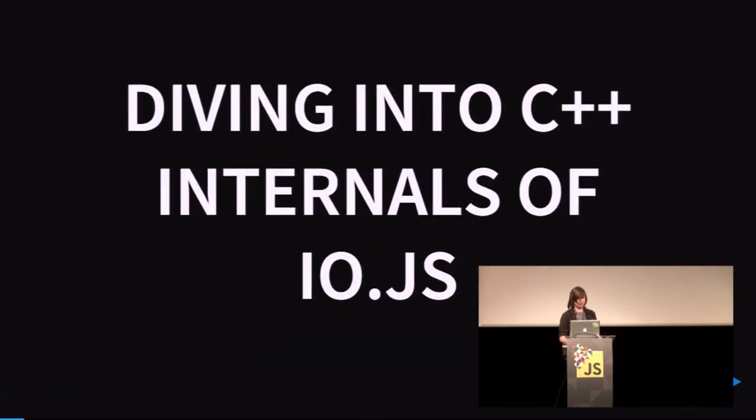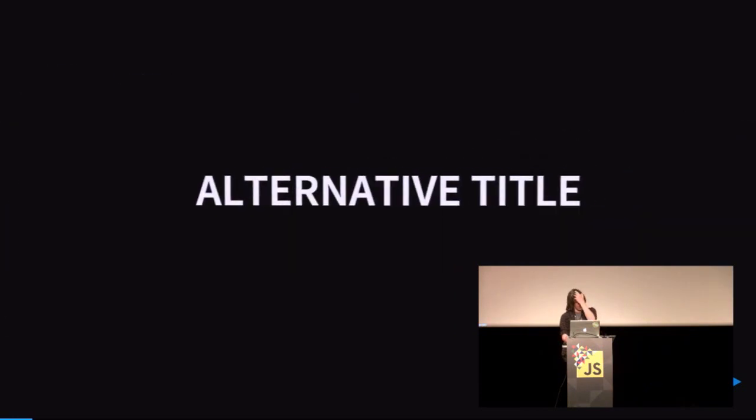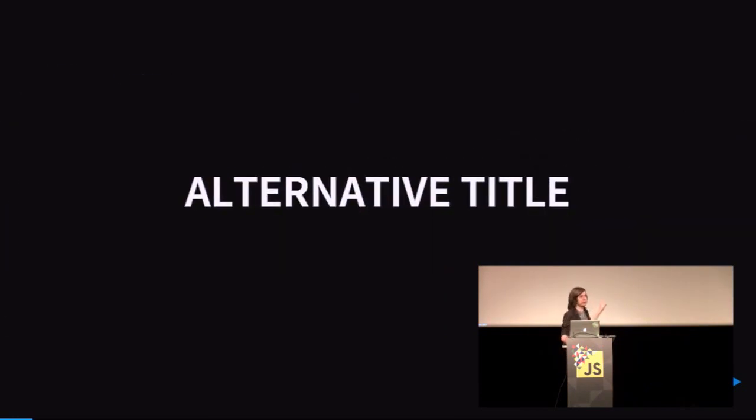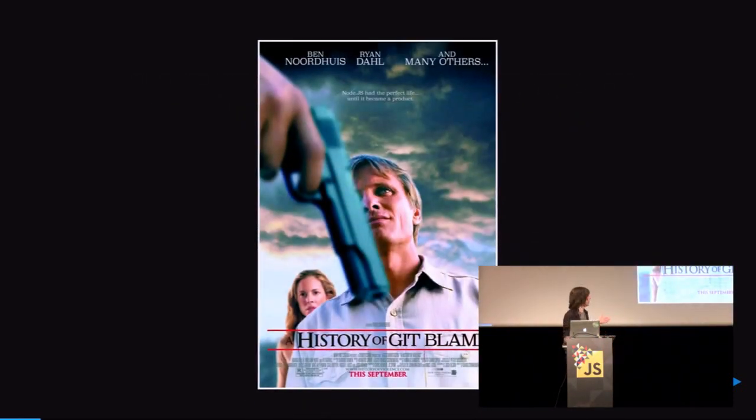Okay, diving into C++ internals of io.js. It also has an alternative title that I would like to speak about too, and this is the history of a git blame.